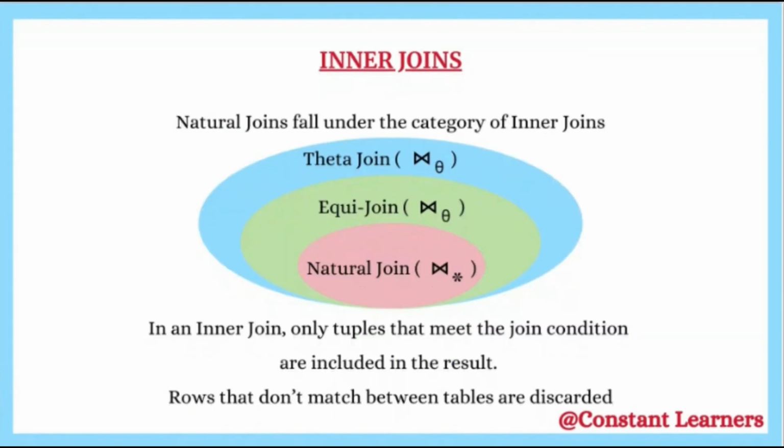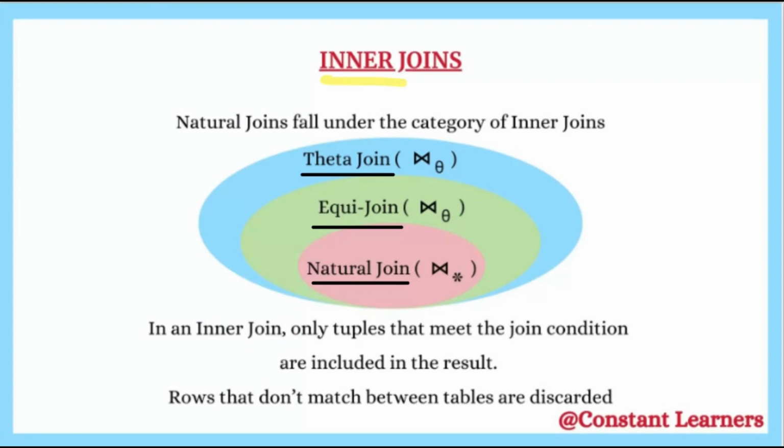Now, natural joins fall under the category of inner joins. We are studying natural joins, but to understand natural joins, we need to understand what inner joins are. So, let's quickly go over the three types of inner joins. First is theta join, then we have the equijoin, and then we have the natural join, which is our main topic. But how is inner join different?